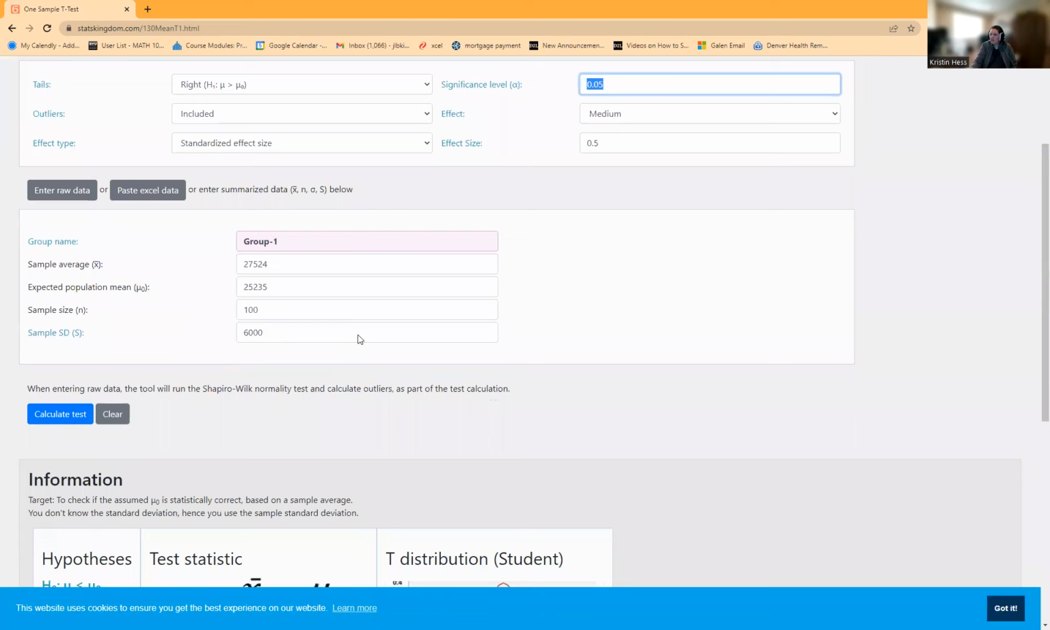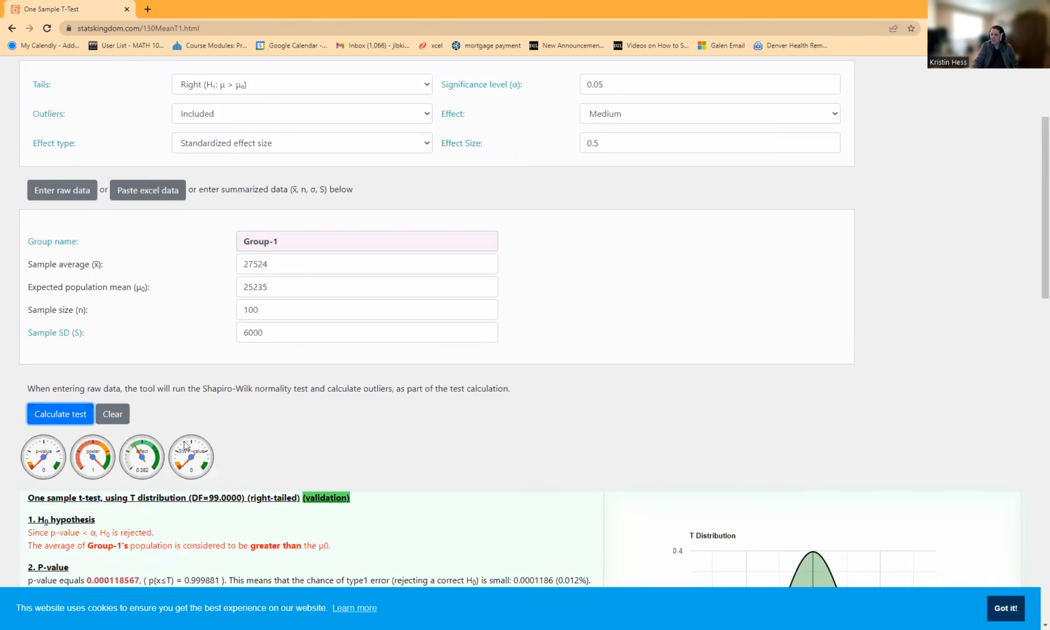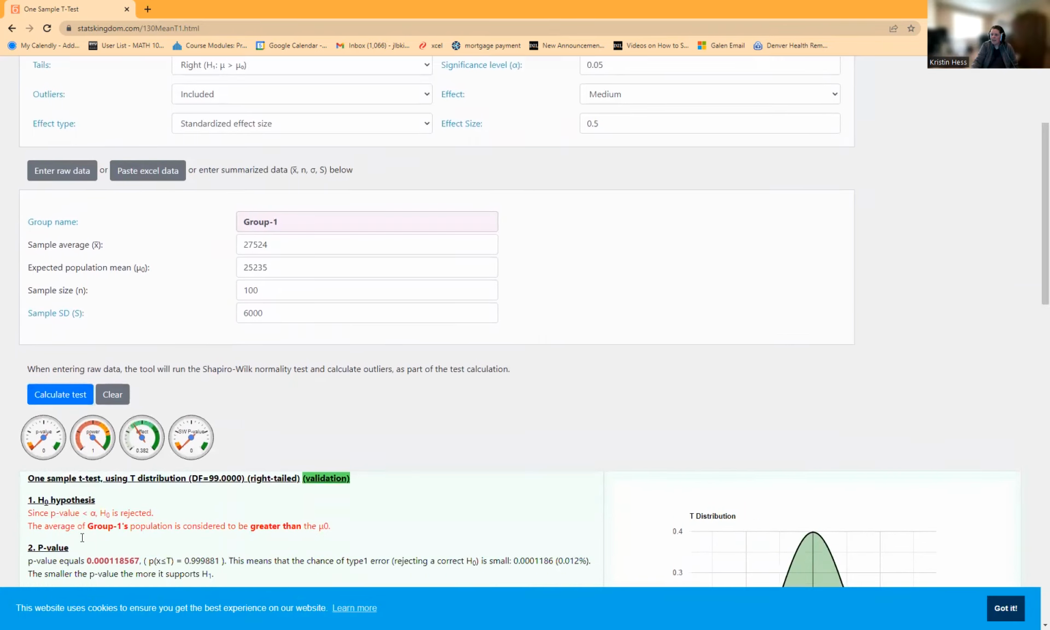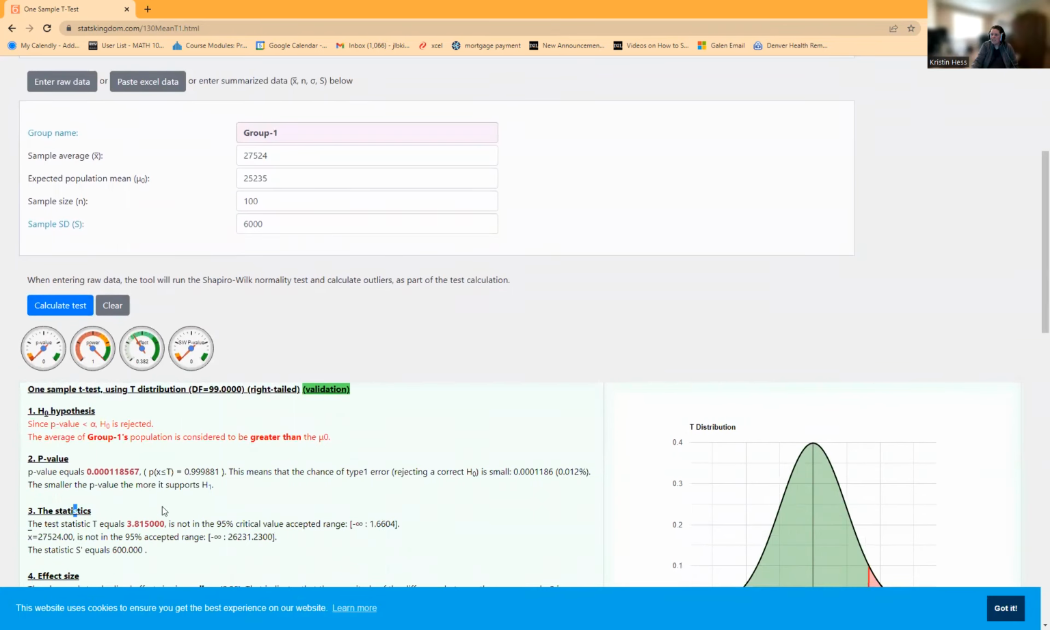And then we're going to put in the population mean for the expected population mean value. The sample mean would be what they collect from their sample, which will go right here. The number of college students will go right here, and the standard deviations will go right here. You'll click calculate the test, and they will tell you the p-value, and then down below the test statistic. And that's what you need to do this problem.